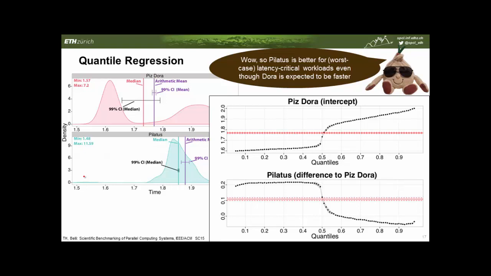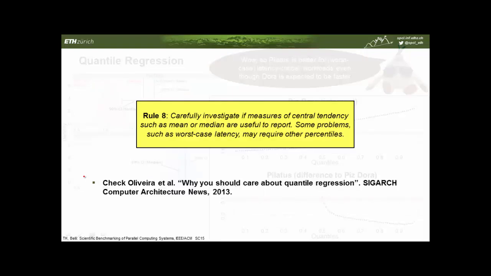And now you can make interesting observations. You can make the observation, for example, that Pilatus is better for latency critical workloads where you care about the worst case performance, but Dora is expected to be faster. So which means in the worst case, that guy is better, but in the average case, this guy is better. Right? So keep that in mind. But this is, again, rather complex, and this is rule number 8.